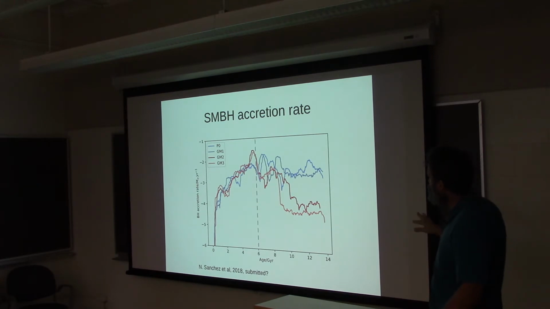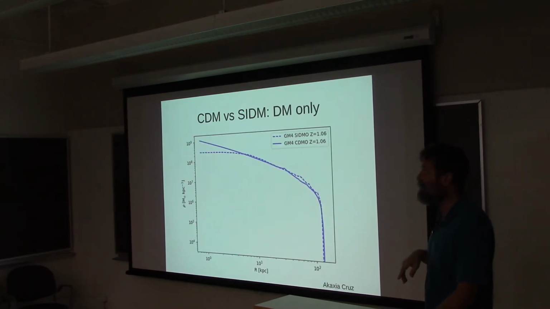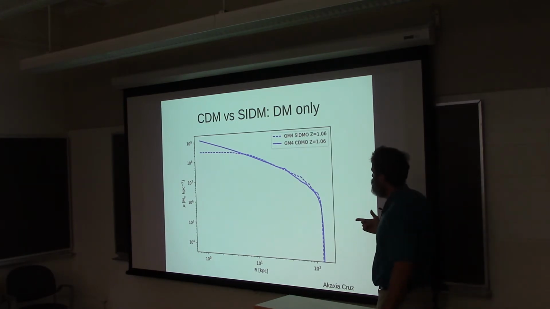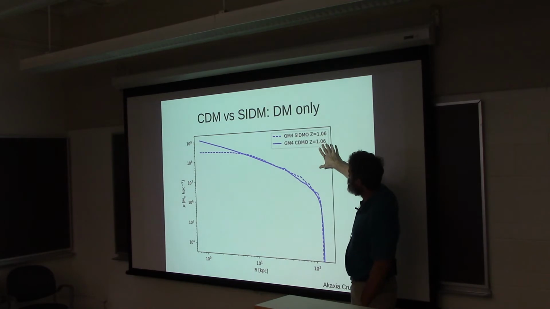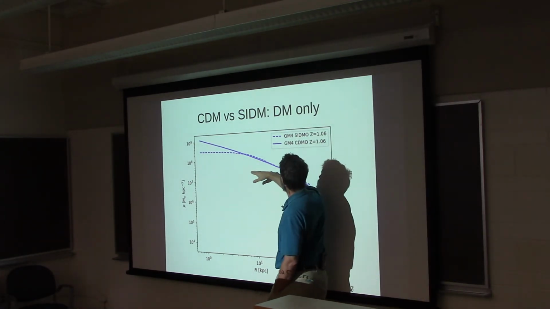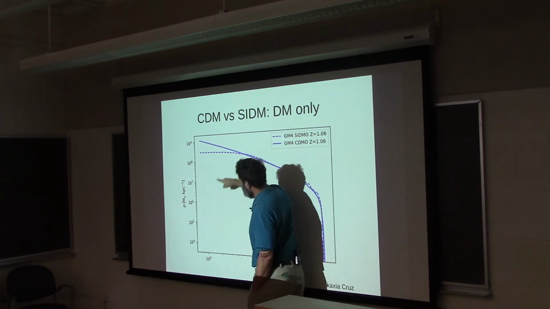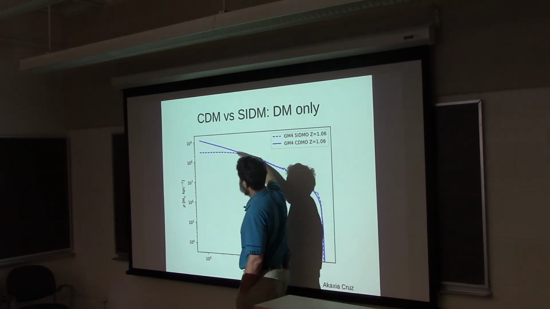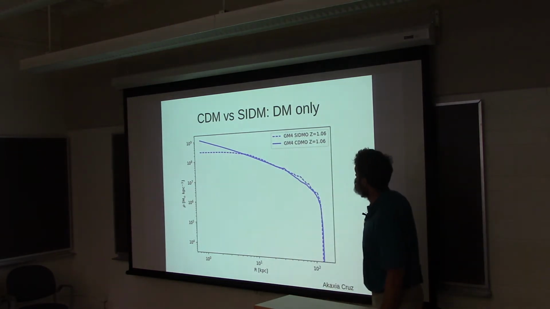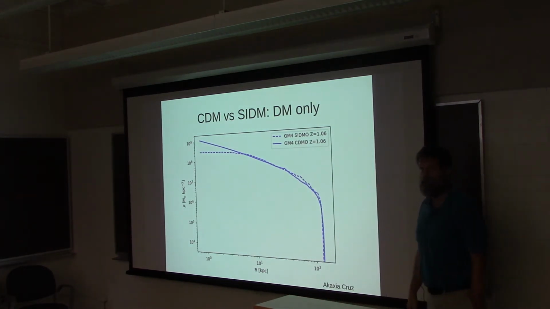So now let's redo some of this with self-interacting dark matter. First of all, these are dark matter only runs, and these are behaving as advertised. The density as a function of radius in cold dark matter is cuspy. You turn on the self-interactions and it flattens out.